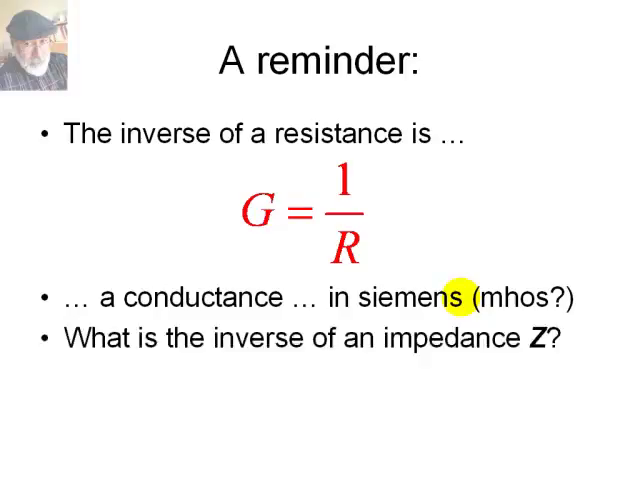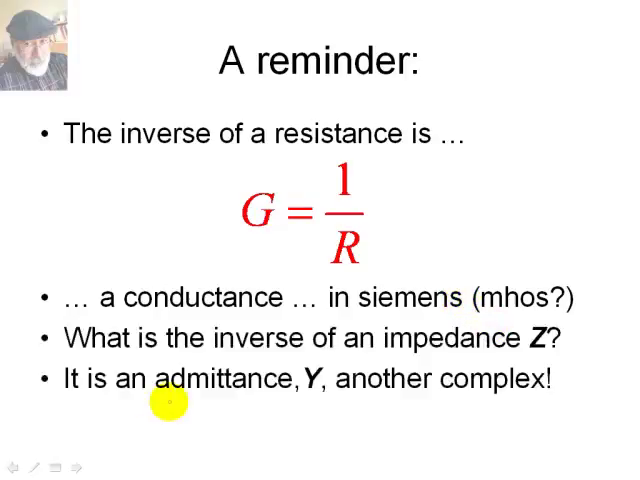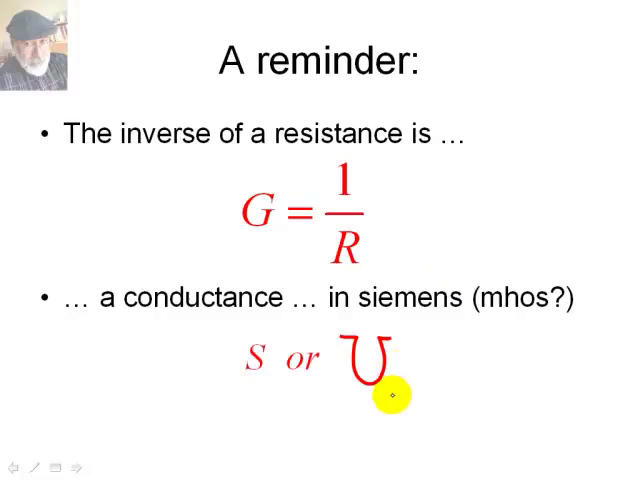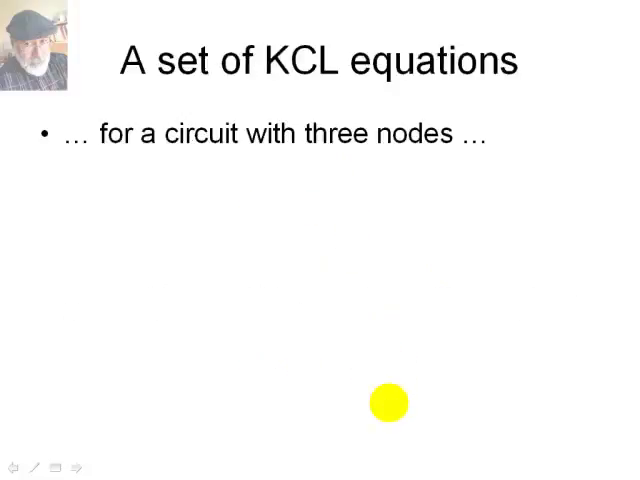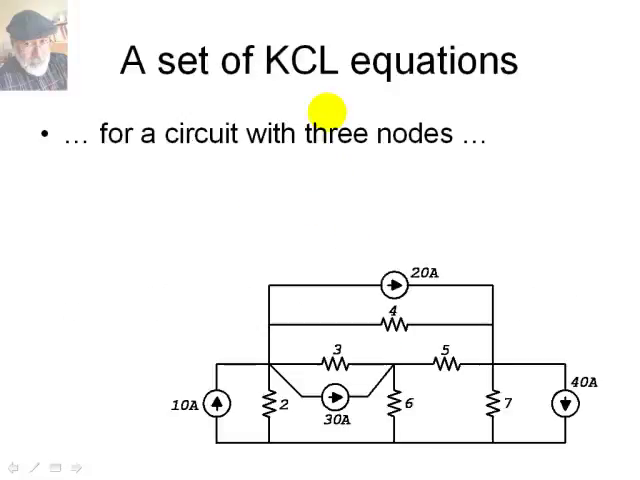What is the inverse of an impedance Z? It's an admittance Y, another complex number also measured in Siemens or mhos. A set of KCL equations for a circuit with 3 nodes like this one, right? 1, 2, 3 and the reference. But the circuit is irrelevant. We know we're going to have 3 KCL equations, one here, another there, and another there.